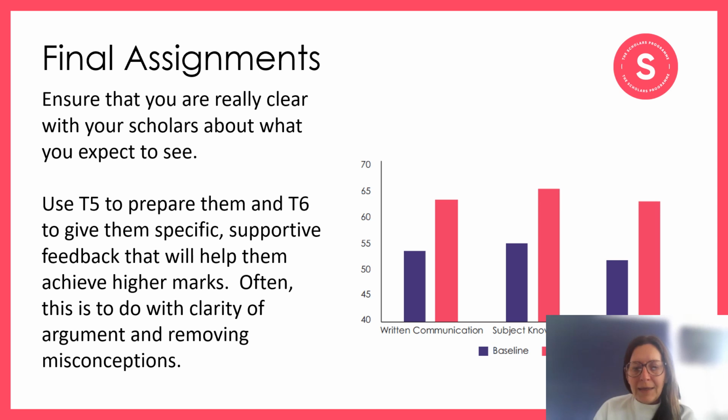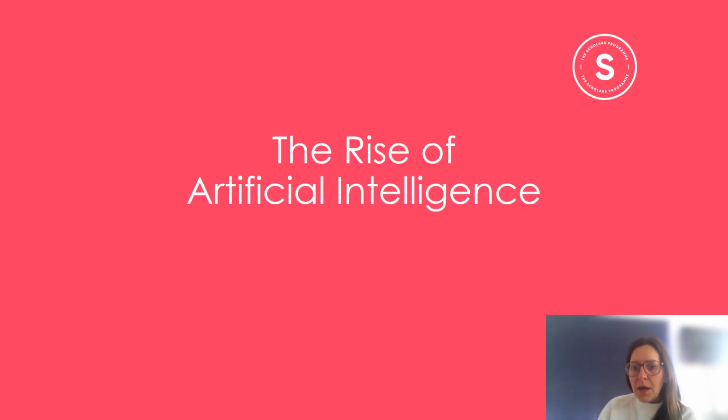Often that feedback is about making sure that there's a clarity of argument running through the whole assignment, and also really thinking about removing misconceptions. If you look at our mark schemes, for a 2-1, anything over 60, we really need to have very, very few and minor misconceptions. So really think about that in tutorial 6. And then please do make sure that those marks are uploaded to the hub as soon as possible.